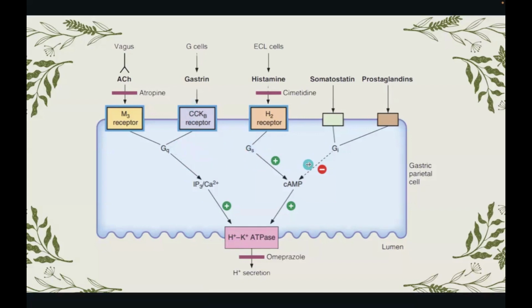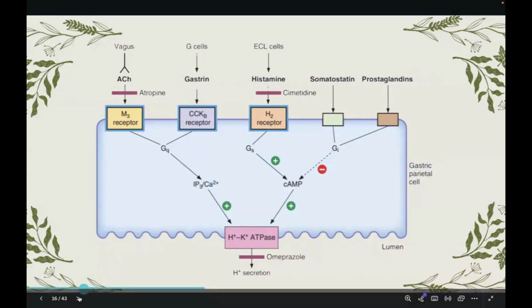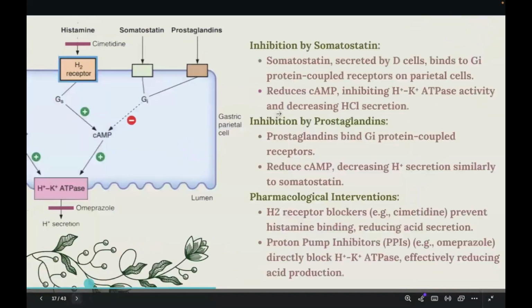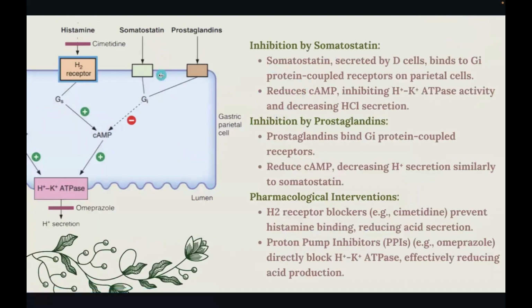Now we'll go on to another inhibitory pathway. We did talk about the normal feedback one. However, there are other mechanisms the body follows to inhibit overproduction of HCl. The first one is somatostatin. Somatostatin is a hormone released by the D cells, and it binds to a certain receptor called the G receptor. There are many subtypes of it, I think three. The one it binds to is the GI.